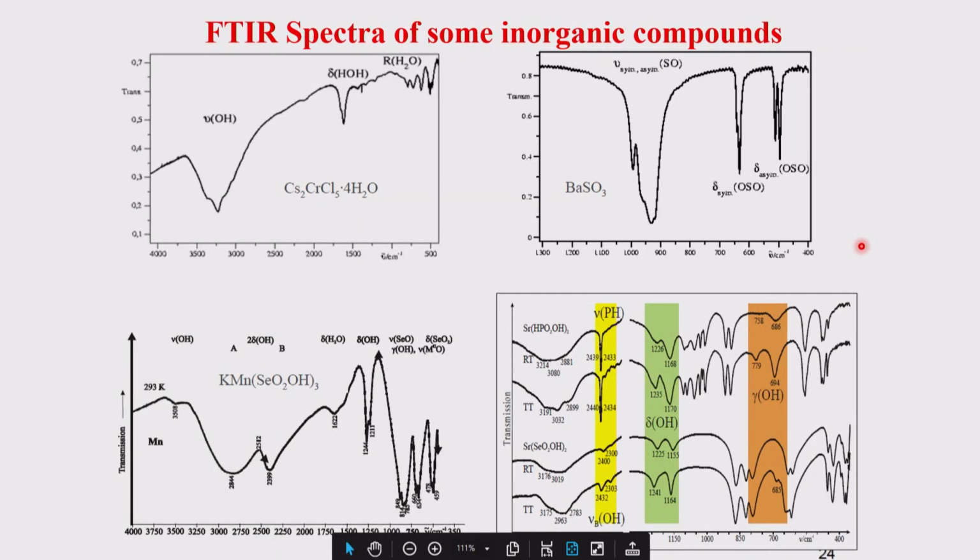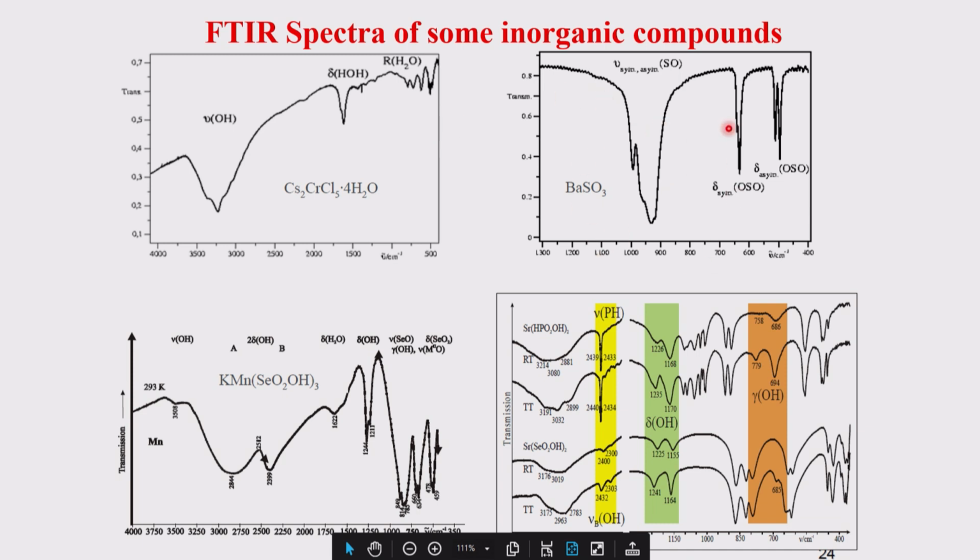So just to pass by, this is a compound of Cs2CrCl5 with water, and the spectrum is mainly dominated by the OH stretching, the bending of the water and the rocking of the water. Metal halides, etc., will come much lower, so that is why they are not seen here. I hope you are looking at the spectrum and the slide.